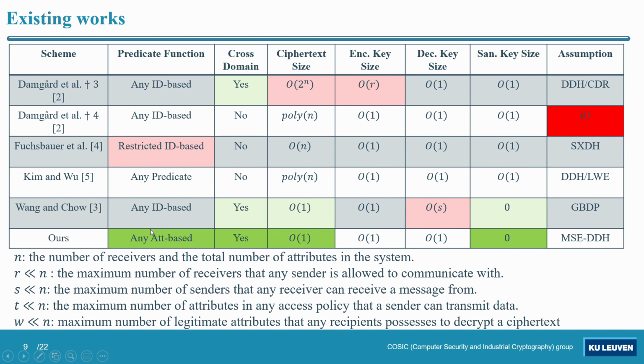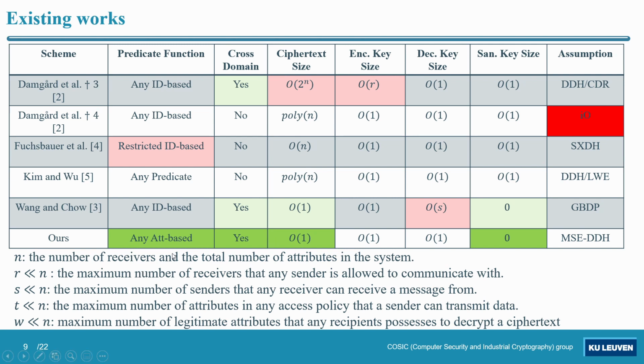Recently, Wang and Chow considered a general, non-restricted ID-based ACE construction that also satisfies the cross-domain approach, but as you can see, the size of the decryption key grows linearly with the maximum number of senders that any receiver can receive a message from.